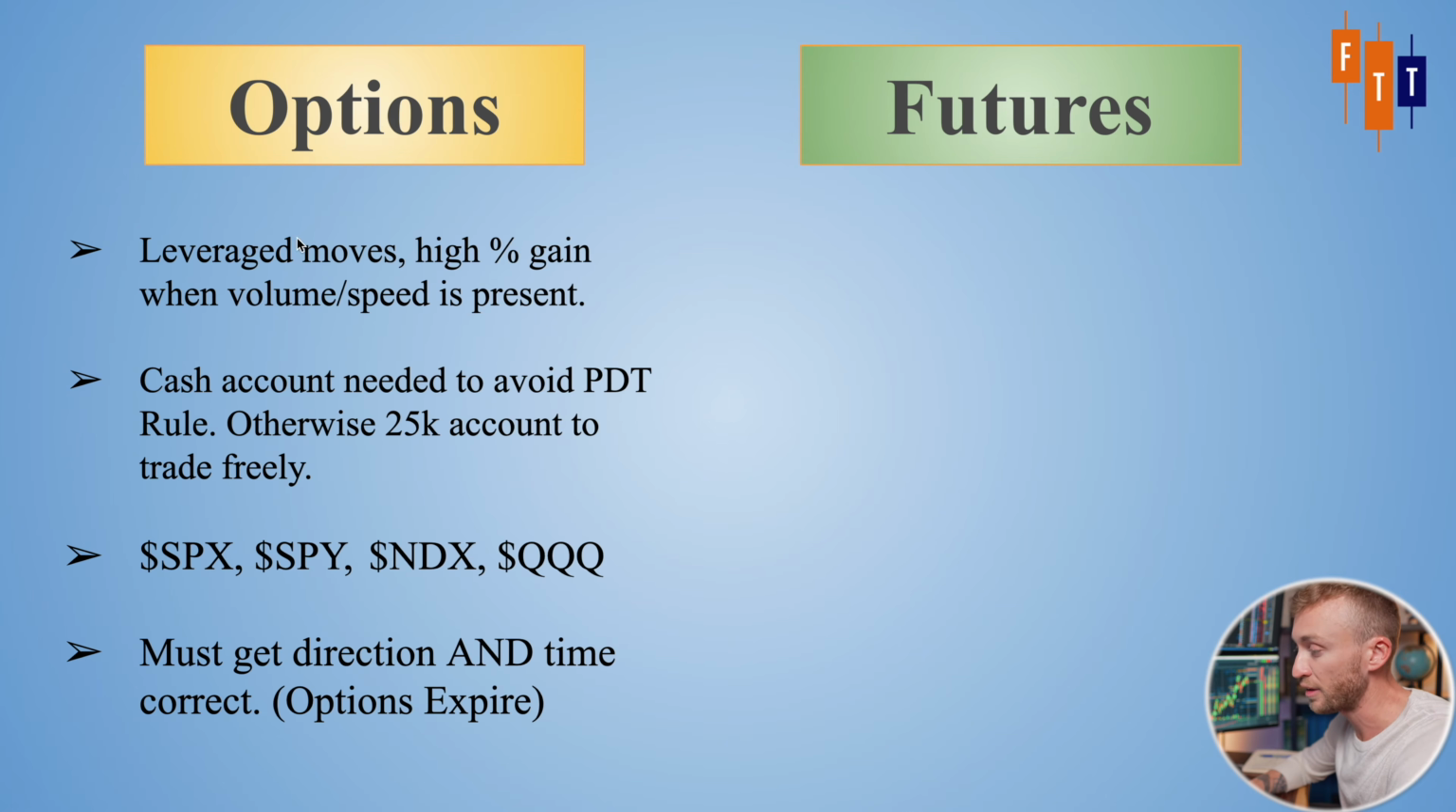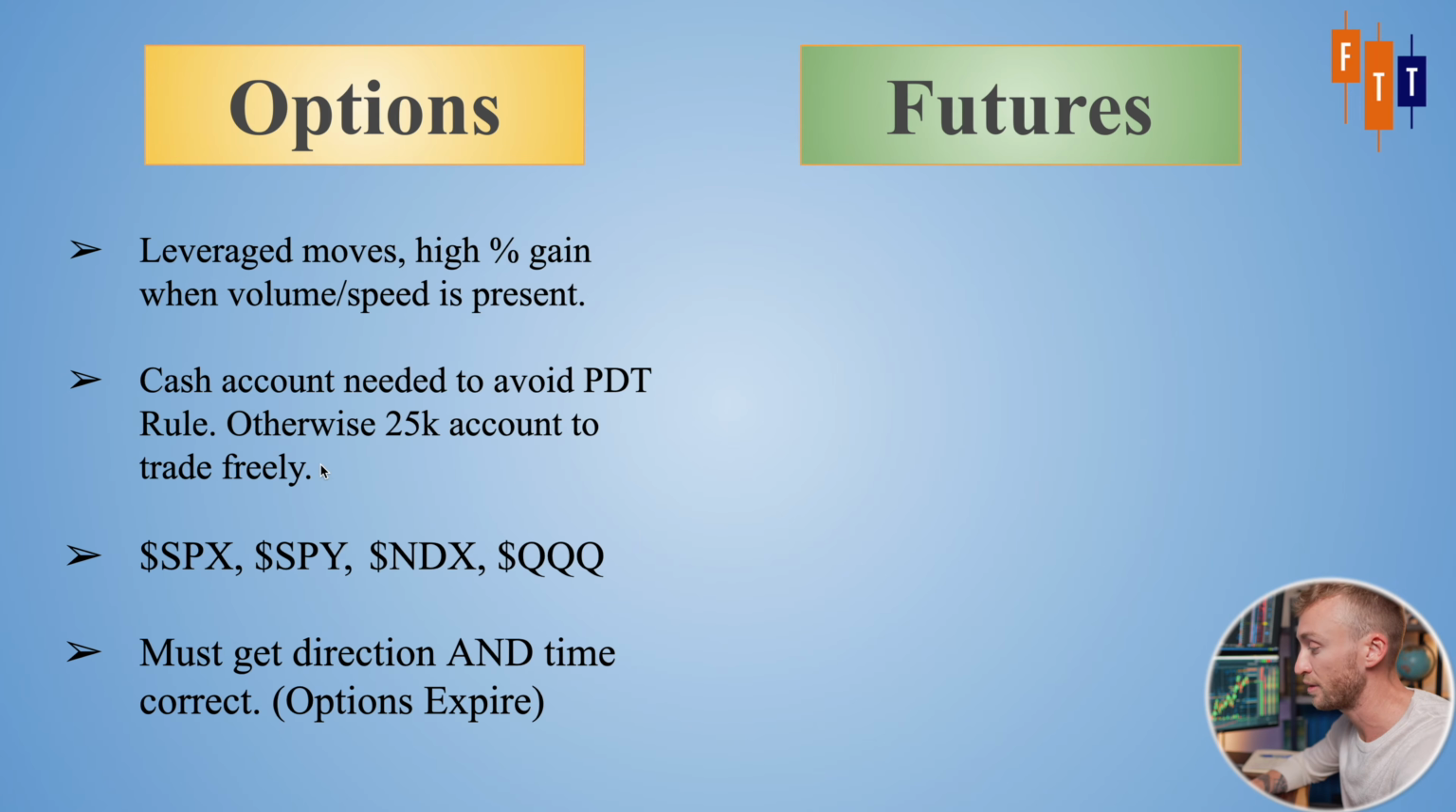So with options, they're leverage moves. You can have high percentage gains when volume and speed is present. You need a cash account to avoid the PDT rule. Otherwise, you're going to need $25,000 to trade freely. You can trade the SPX, the SPY, the NDX, or the QQQ. The SPY is the S&P 500. The SPX is 10x this move. So if the SPY is trading at 600, SPX is trading at 6,000. And the NDX is the same sort of concept.